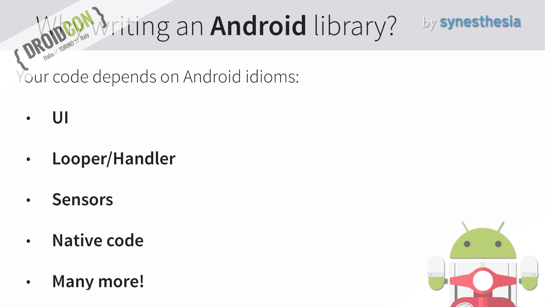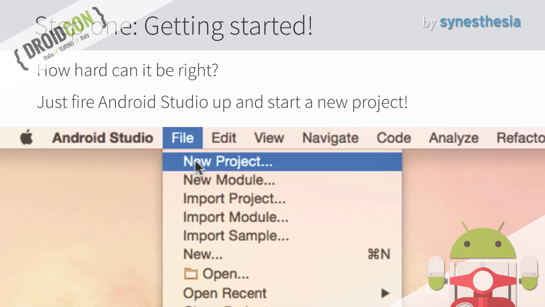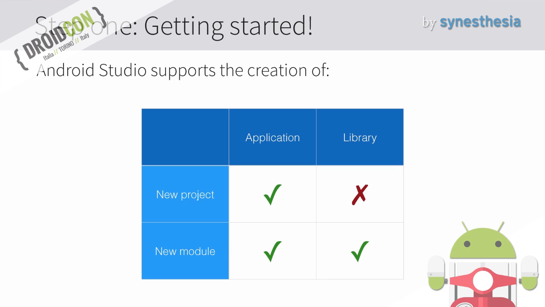So how hard can it be? Just fire up Android Studio and start a library project. But no, you can't. There's no option in Android Studio to do that. This is the situation right now. You can create a new project application or a new module library, but you cannot create a new project library. Guess which one we need.